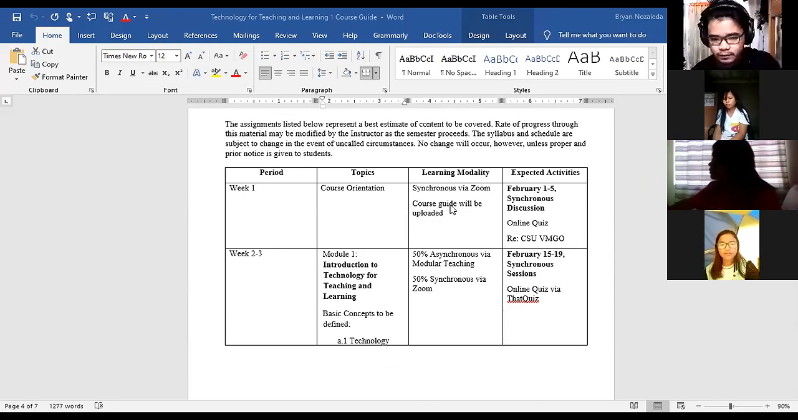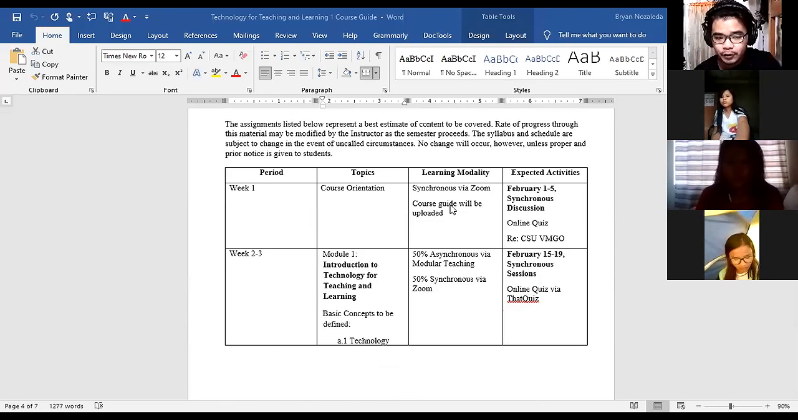But then again, because of the integration days yesterday and last Monday, we were able to do the orientation, particularly on the CSU VMGO, and the advisory, our online kamustahan yesterday. I think we also talked about how we will go about our lecture in the class.